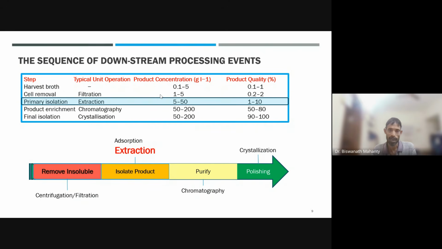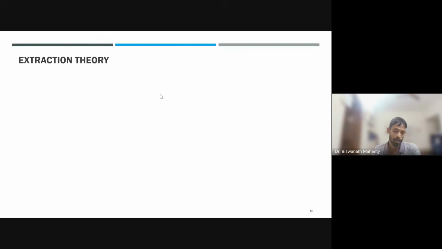Subsequently, you can have product enhancement to purify it, which can be chromatography or crystallization process. Crystallization is also referred to as a polishing process in this workflow.